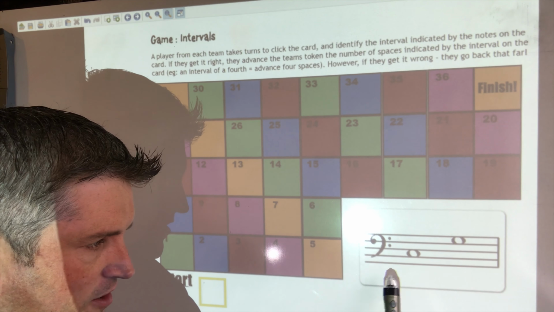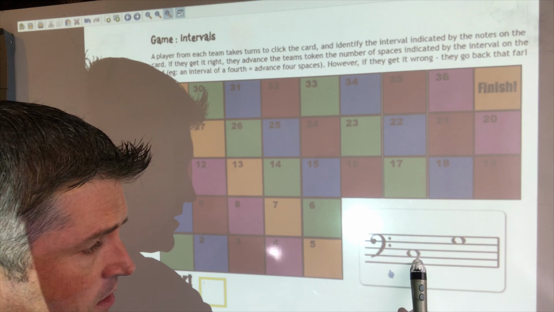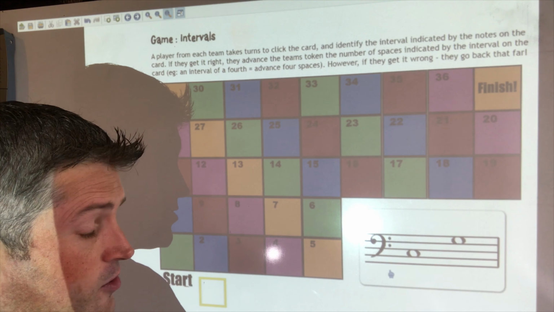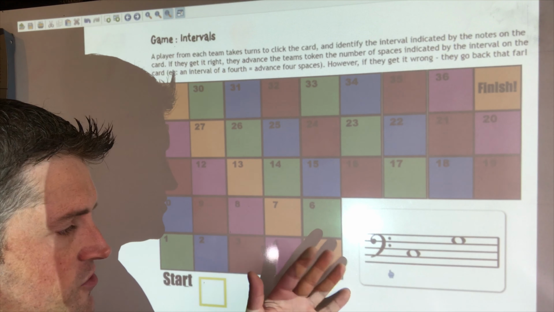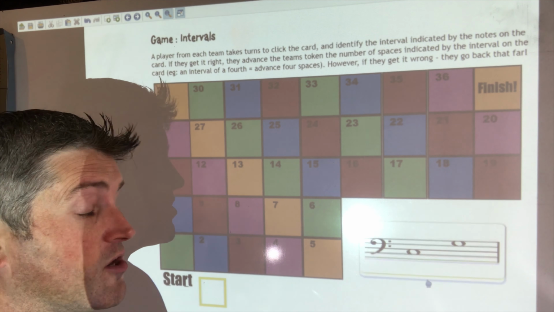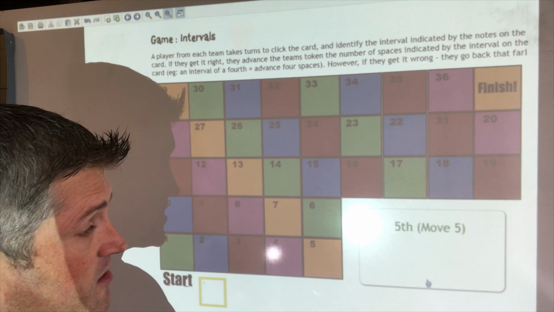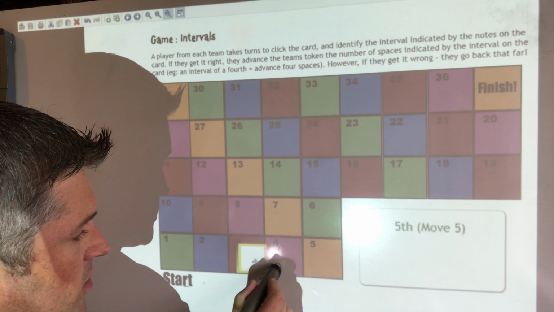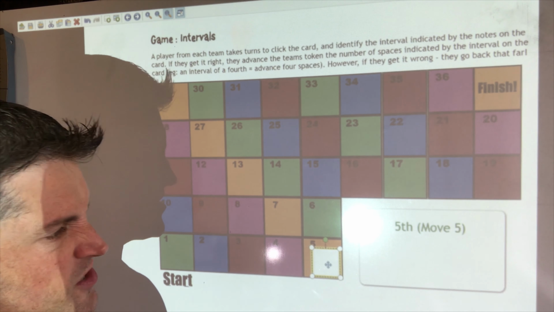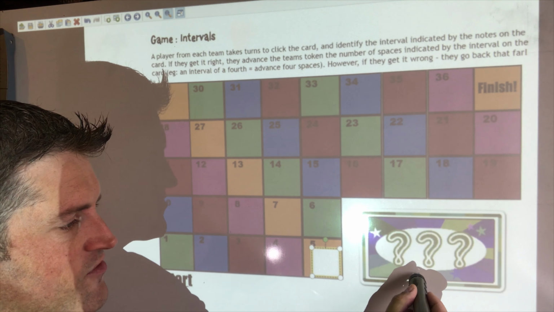Bass clef, it's a low C, and it's finishing up on a low G. So from C, D, E, F, G, in this particular case what we should be looking for is 5. So that is moving up a fifth. So I got that correct. Yay me. 1, 2, 3, 4, 5. Okay, nice and simple. Let's see how far we can get in these 5 moves.